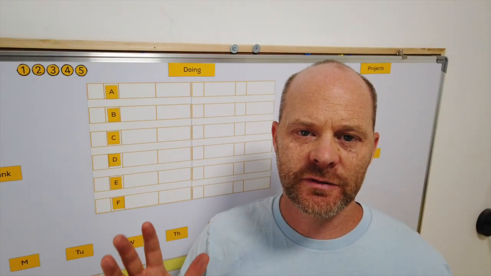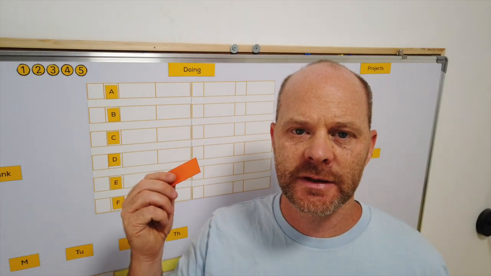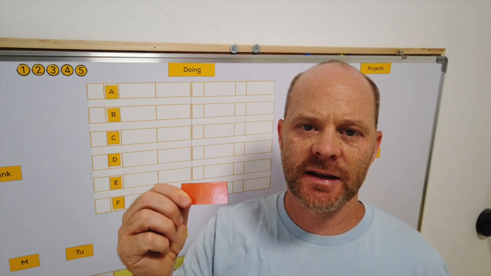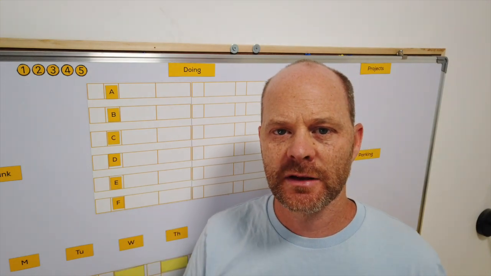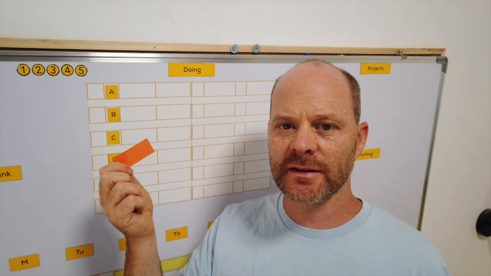And then once you've got all your projects written out, what you're going to do is take the 5 or 6 projects that you really want to prioritize this week and put them into this doing section, right?